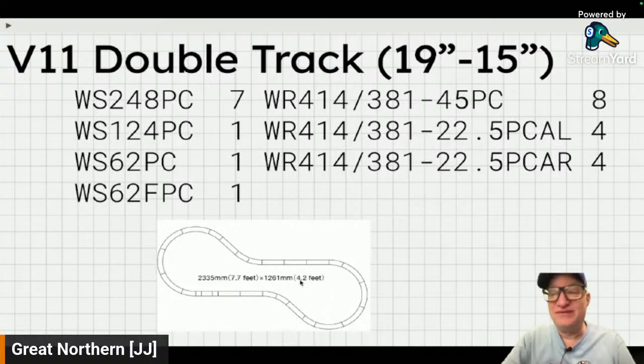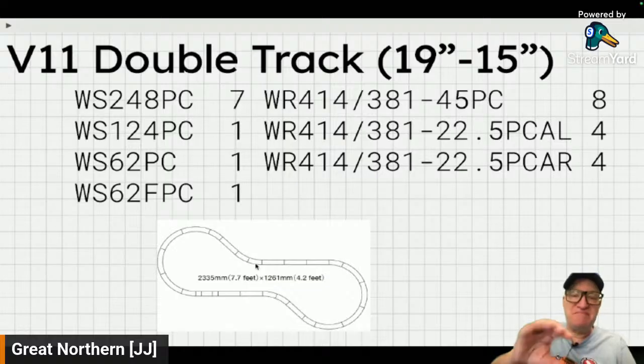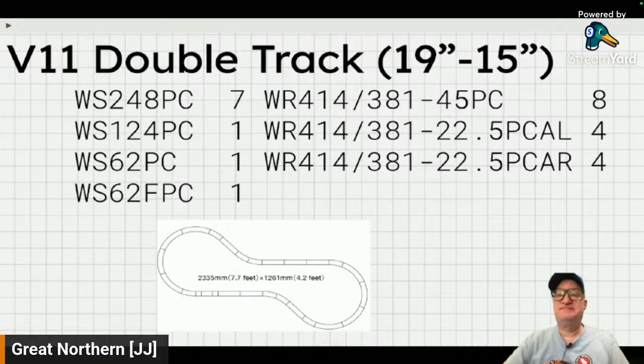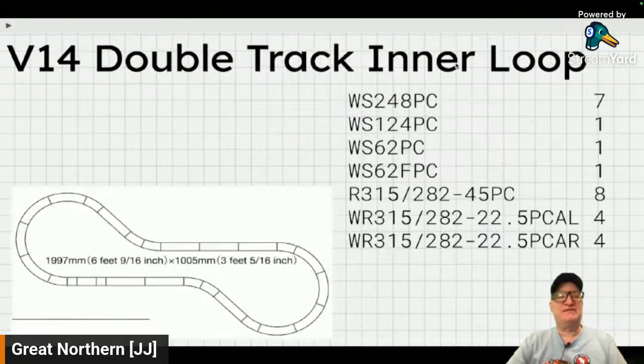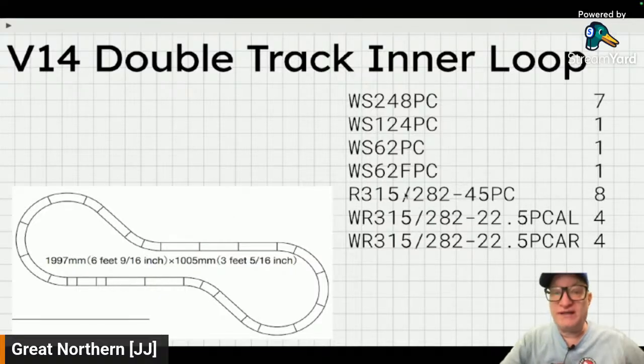See, it's a little bit larger than that. So you'd have to have a little bit larger piece. Or you might be able to twist this, and maybe it'll fit on a 4x8 sheet. Yep. So let's go back. V14, same things up here, but the radius, this is the smallest radius of these double tracks, 315, 282.